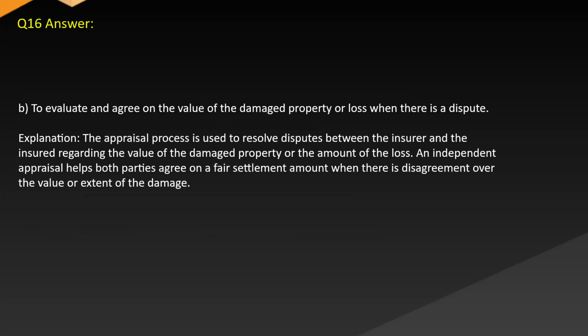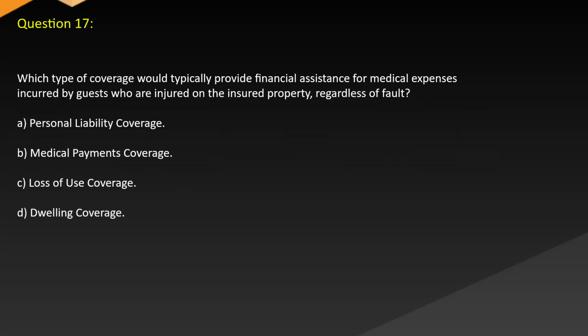Answer: B. To evaluate and agree on the value of the damaged property or loss when there is a dispute. Explanation: the appraisal process is used to resolve disputes between the insurer and the insured regarding the value of the damaged property or the amount of the loss. An independent appraisal helps both parties agree on a fair settlement amount when there is disagreement over the value or extent of the damage.